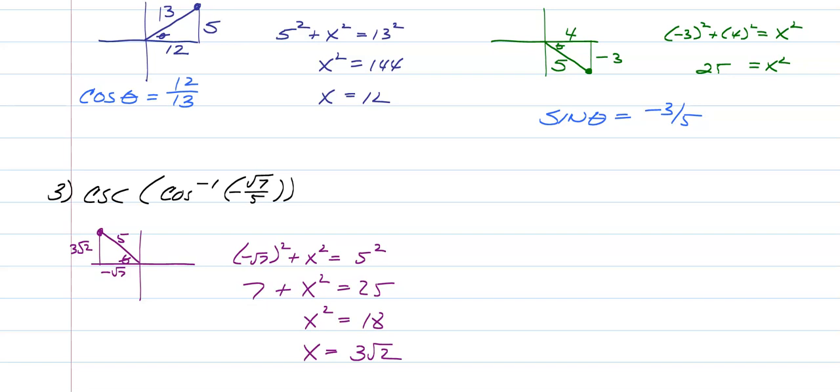So now this is saying cosecant. Cosecant is the reciprocal of sine. So the cosecant of theta is equal to the reciprocal of the sine. Sine is opposite over hypotenuse, so cosecant is hypotenuse over the opposite.